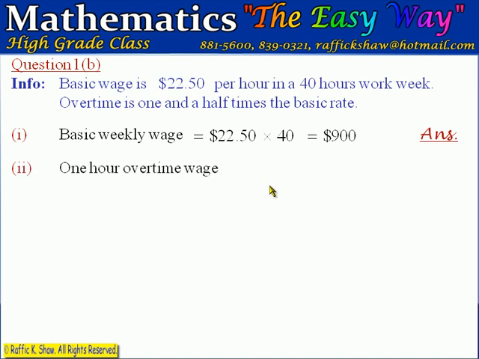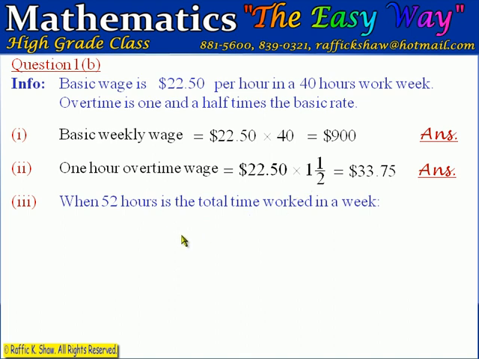Part 2 of question 1b is asking us what is the amount for 1 hour of overtime work. What is the wage for 1 hour of overtime work? That is the basic hourly rate, which is $22.50, multiplied by the time and a half rate, which is 1.5, and that calculation gives us $33.75. So that is the overtime wage for 1 hour of work.